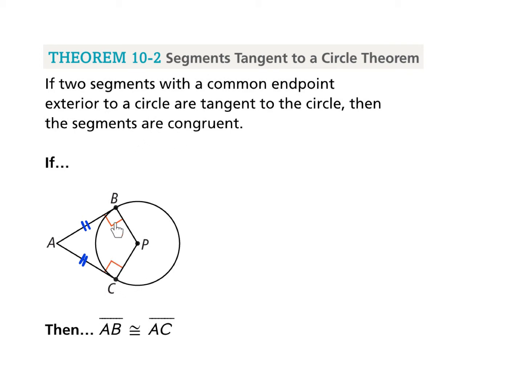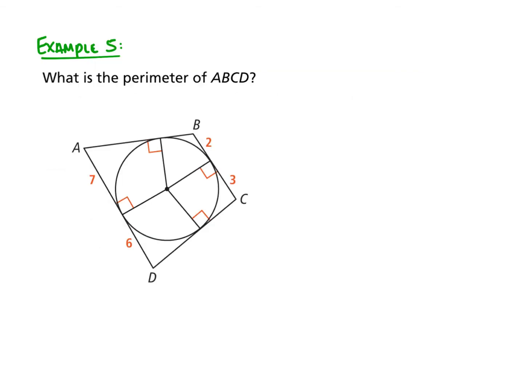So let's take a look at one example that puts that idea to use. In this final example, it asks us what is the perimeter of ABCD. So we have this big quadrilateral that we have to find the perimeter of, which means we would need to know how long each side of it is. The only sides I can tell right away are BC, which has a length of 5, and segment AD over here, which has a length of 13, just by adding the 7 and the 6 and the 2 and the 3. What I don't know is anything about segment AB or segment CD.